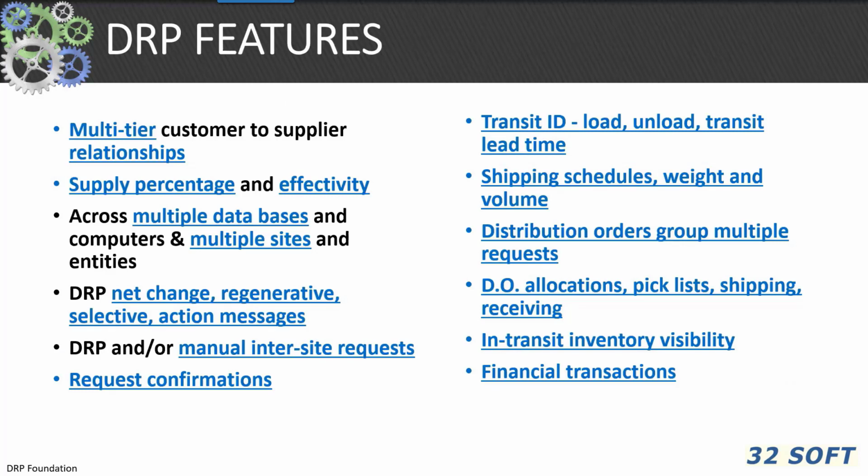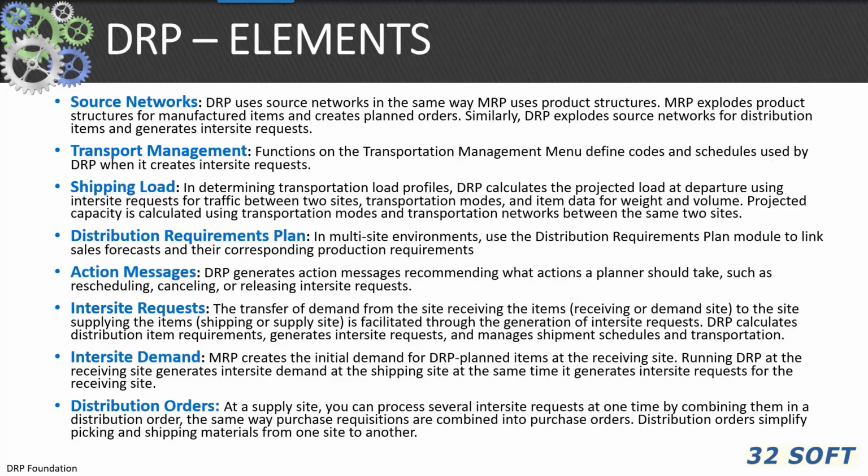There are many features of DRP that can afford your organization tools of control for your supply chain. It has the ability to represent multiple tier customer to supplier relationships. DRP works across multiple databases on separate computers, or within multiple sites on the same database. DRP has manual or automated Intersite requests and request confirmation. There's a whole set of functions for shipping and controlling product between sites.